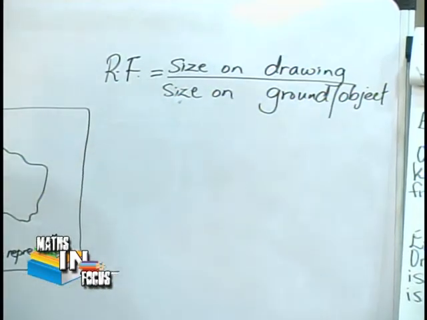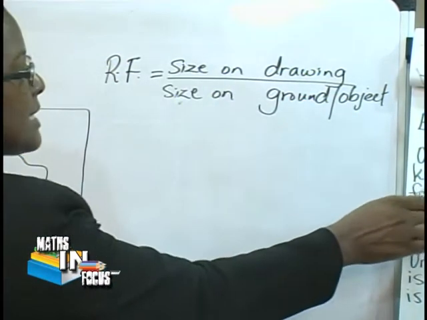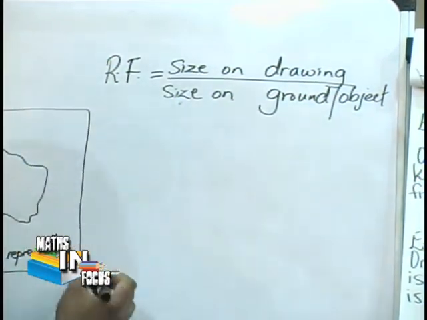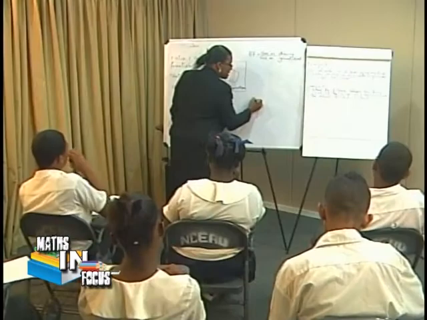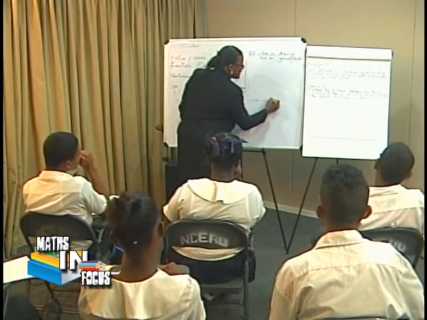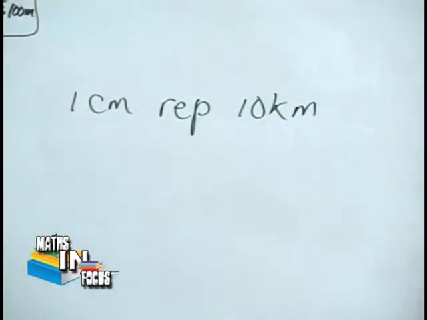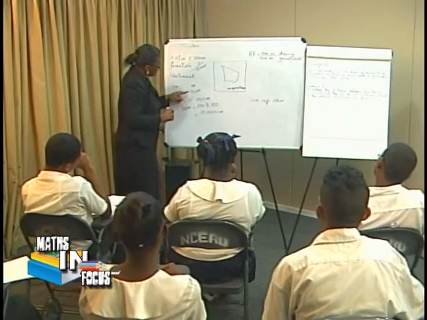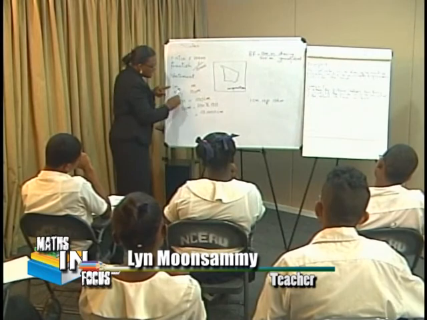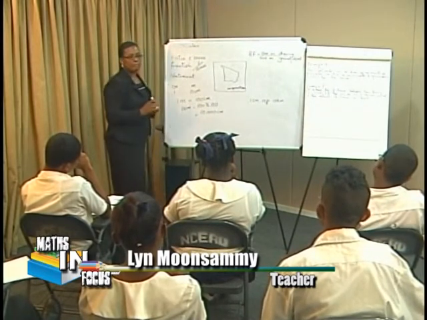So the ground would be like the earth and the object would be like the actual home you want to build. Now in this case, they say 1 centimeter represents 10 kilometers. Remember I told you earlier that first of all, you have got to satisfy this condition: your units must be the same before you can write it in this form.